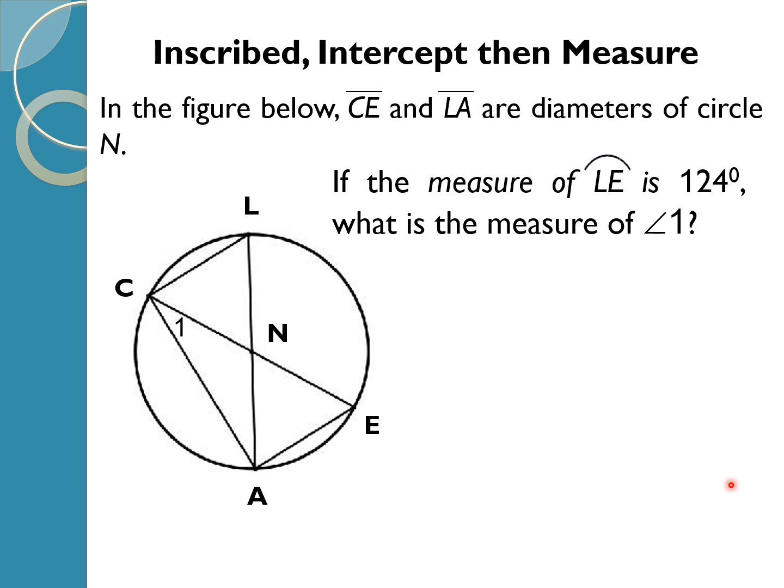If the measure of arc LE is 124 degrees, what is the measure of angle 1? This is angle 1, which is angle ACE. So we're going to determine the measure of angle 1, wherein the measure of arc LE is 124 degrees.